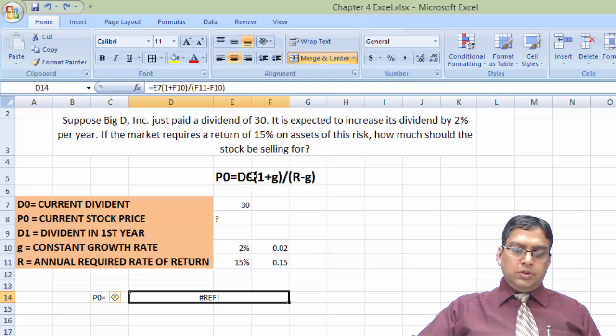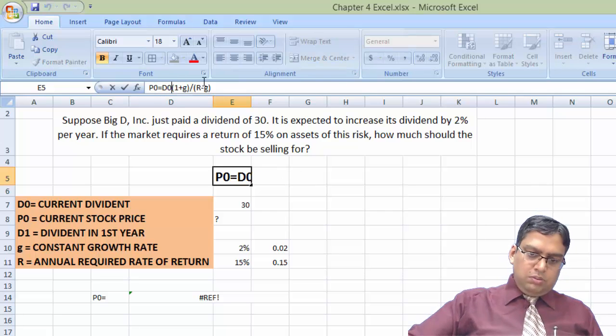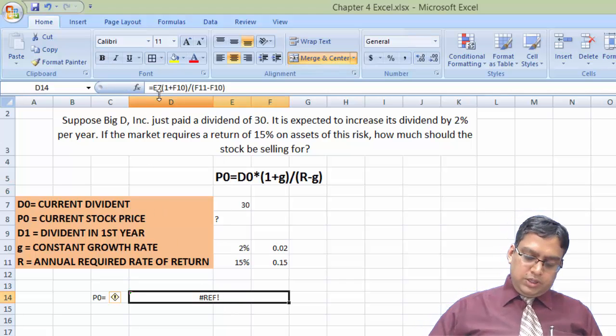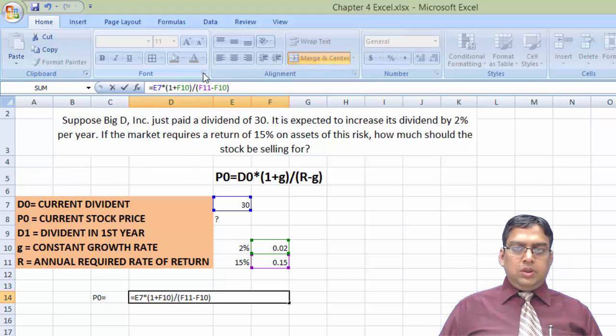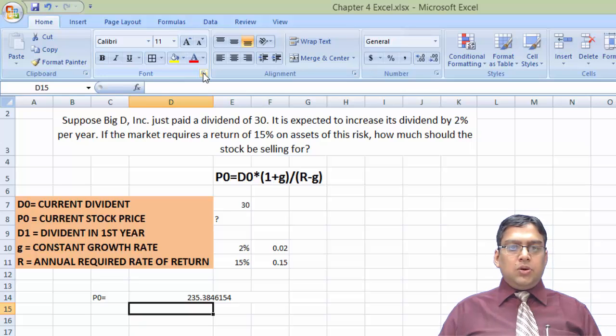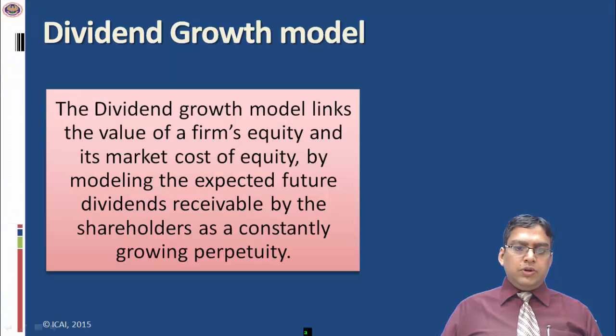According to this function, there is one operator missing, that is D0 multiplied by this. And in this formula, we can change the concept to multiplication. That is your output. That means current stock price equals 235.39.